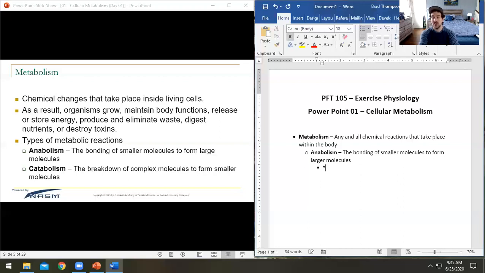Okay, you can think of this as a building up reaction, right? Actually, you know what? Let's do this instead. Let's put the building up part in quotations, because that's what this is. It's a building up reaction, right? Anabolic reactions build something.